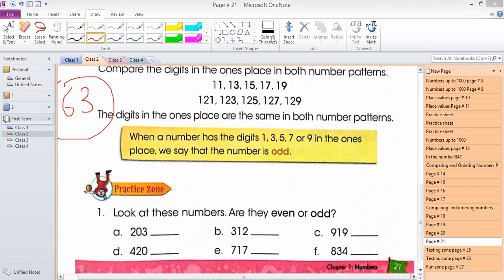Abdullah Hisham, is 63 an even number or an odd number? How do you know it is odd? Because the last digit is 3, and 3 is an odd number. Okay, that's very good. So 63 is an odd number.